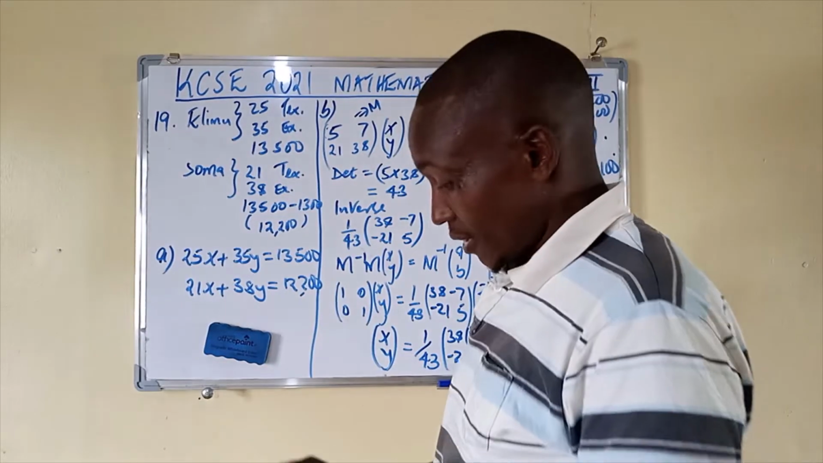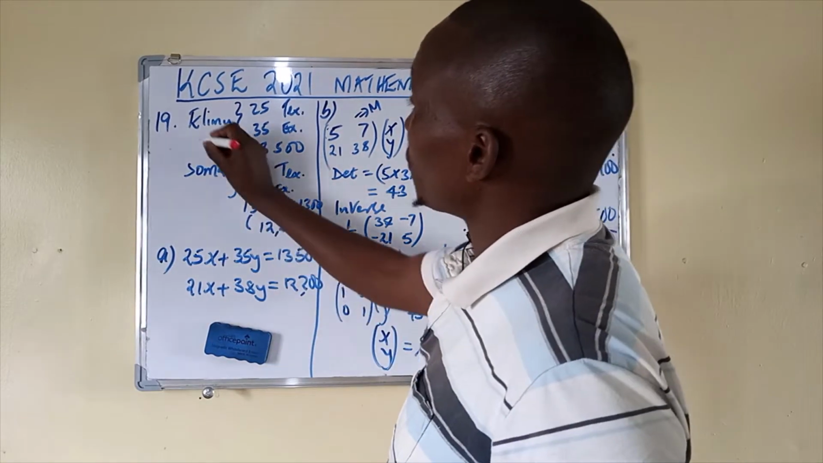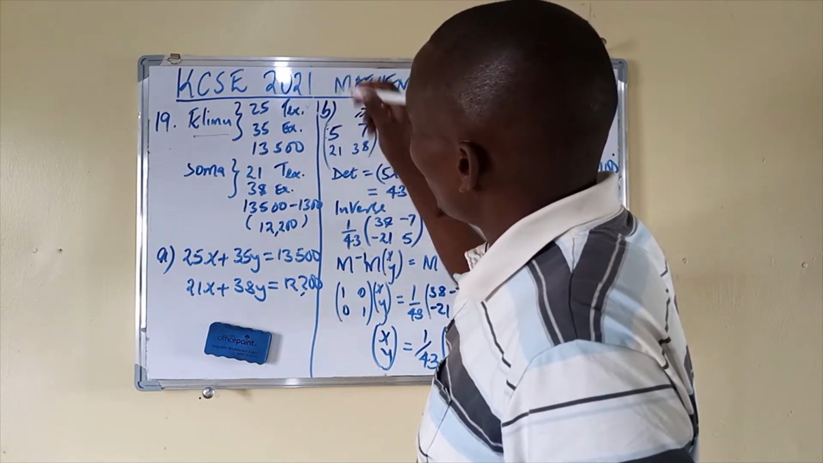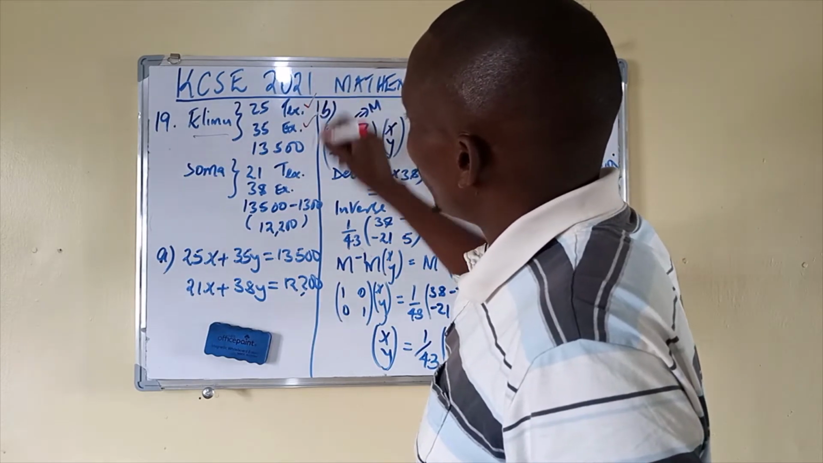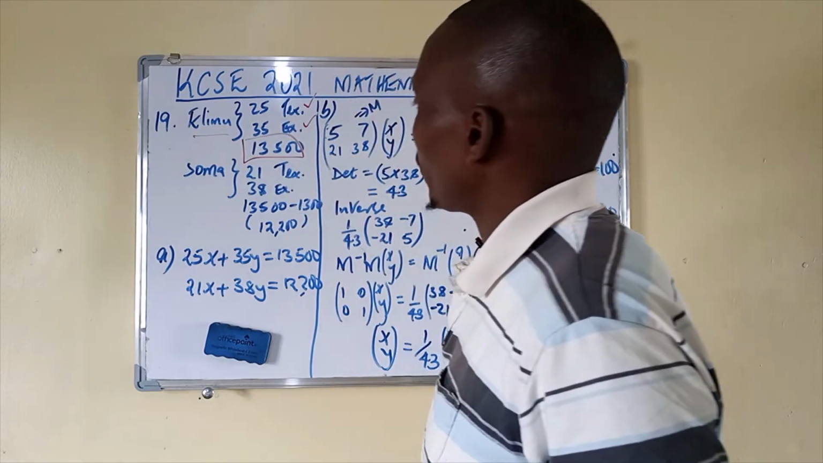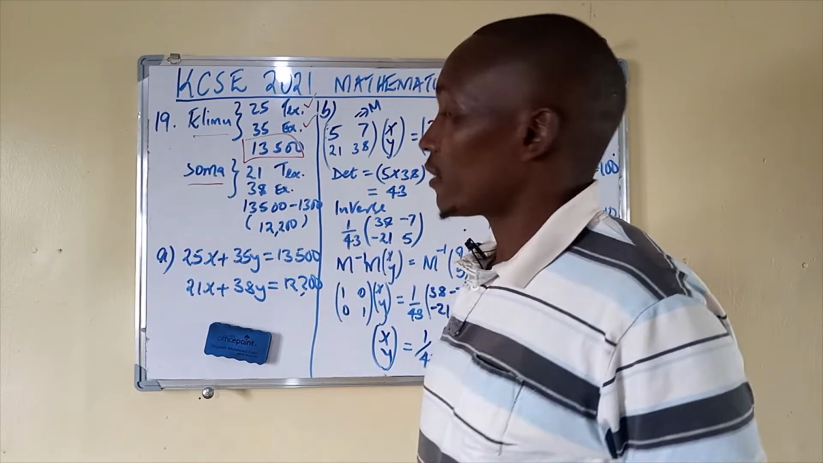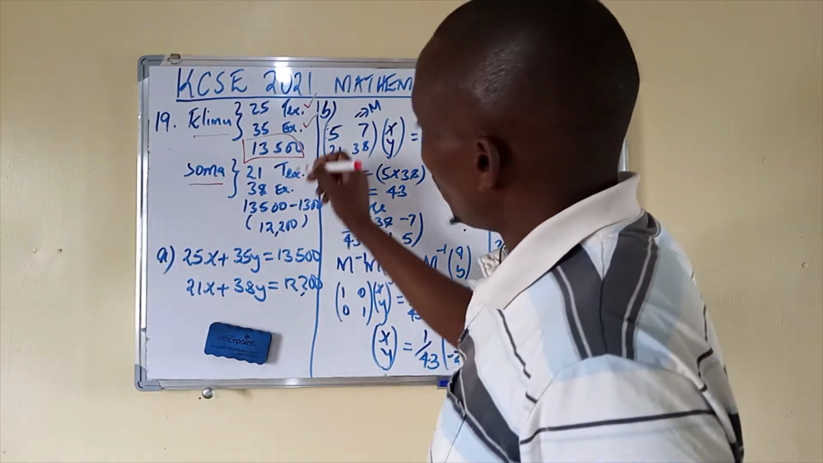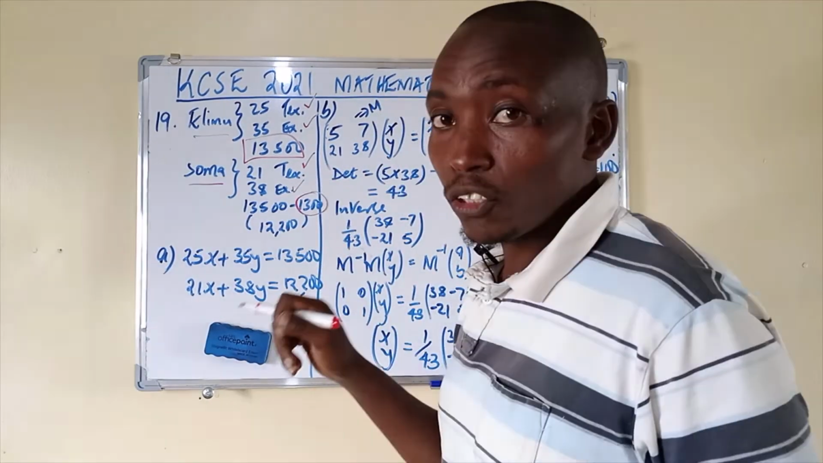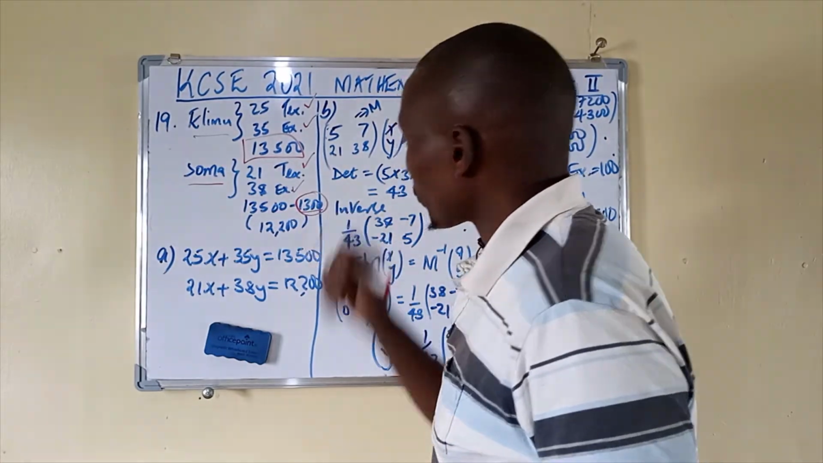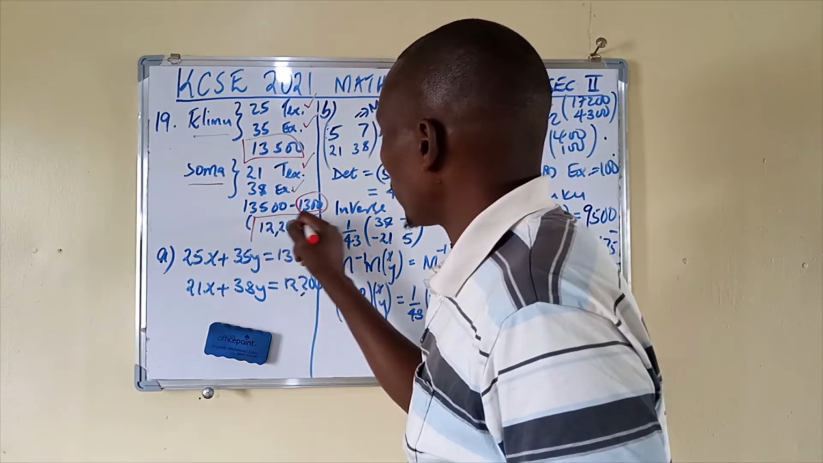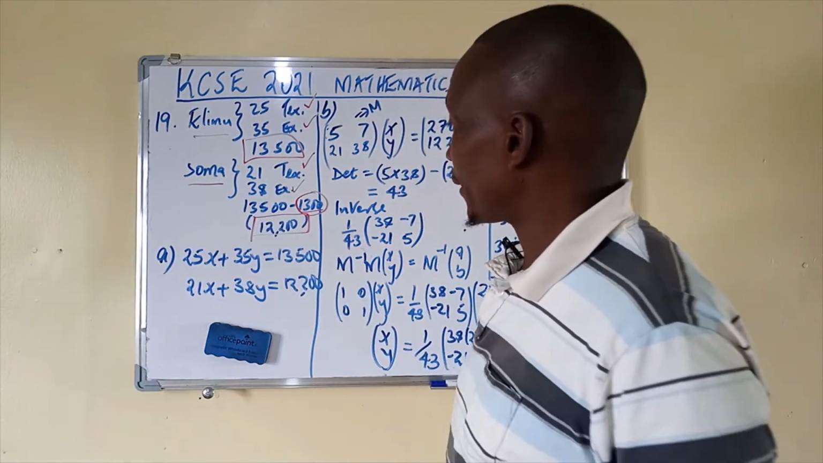compared to Elimu school. In this question, you're given that there is a school by the name Elimu School that bought 25 textbooks from a bookshop, then bought 35 exercise books. The total amount of money spent by this school is 13,500. Then you have another school by the name Soma. Soma school bought 21 textbooks and 38 exercise books. In total, you're given that this school spent 1,300 less than the first school. So if you do the subtraction there, it is 12,200 shillings.